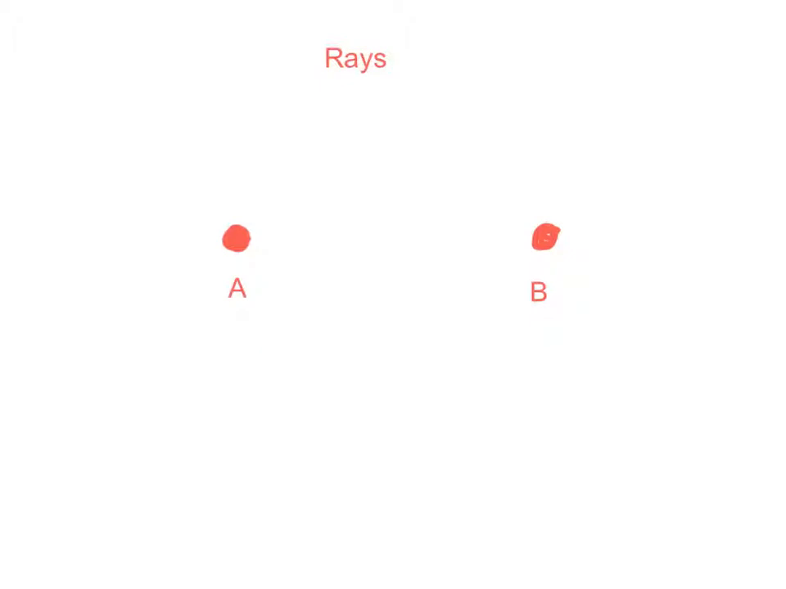Now we're going to talk about rays. Imagine a line segment that goes on without end in only one direction. This is called a ray. This is called ray AB.